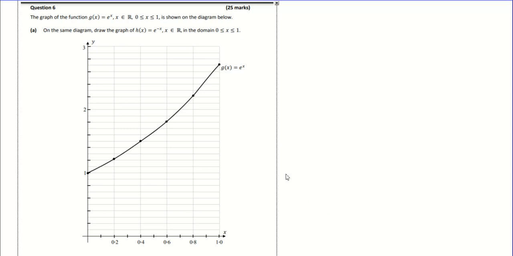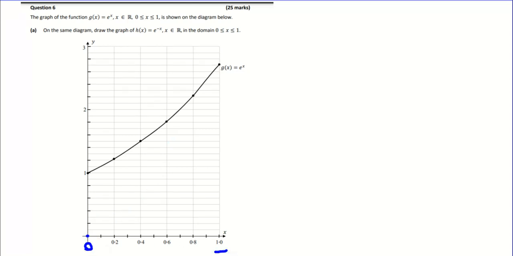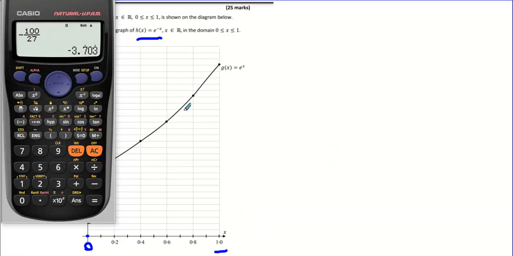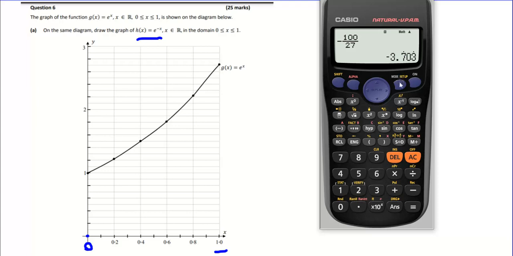Of the function g of x equals e to the x, shown from 0 to 1. See the way it starts at 0 and ends at 1. And it's graphed. Now, on the same graph, it wants me to do e to the power of minus x. So let's do that, okay? So here's what I'm planning on doing. I go to my calculator, I go mode, table function, and I just go e to the power minus x.